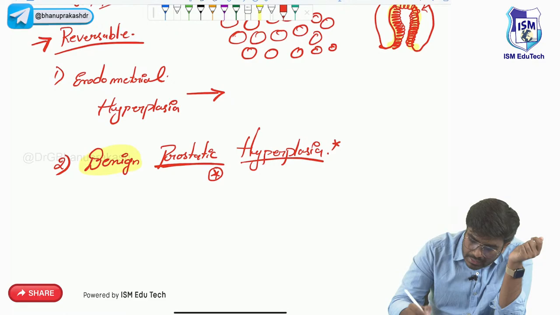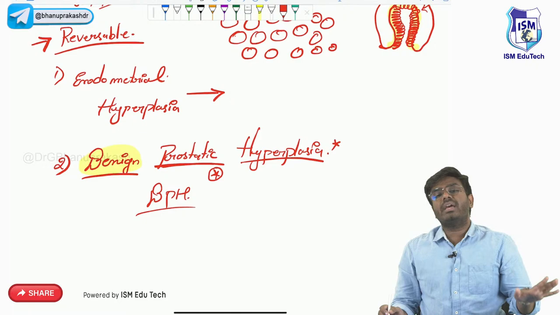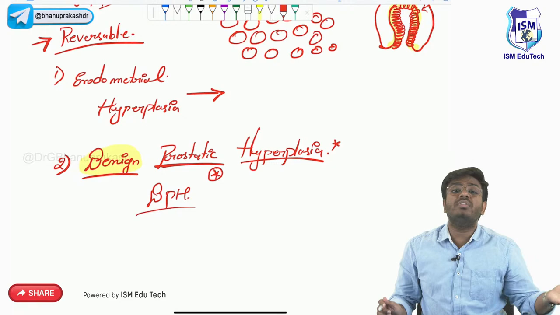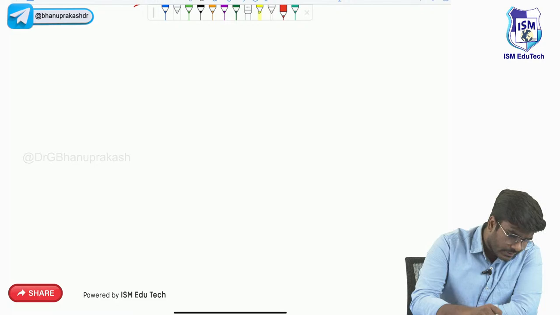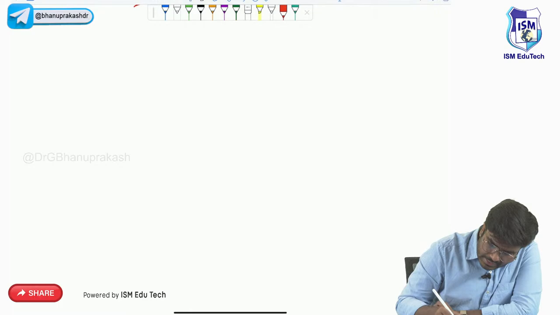So which type of hyperplasia does not lead to cancer? Benign prostatic hyperplasia does not produce any risk for cancer, but endometrial hyperplasia, which is seen in those females who are having hyperestrogenic states, can turn into cancer. So hyperplasia is a risk factor, and hyperplasia is also reversible. Okay, don't forget.